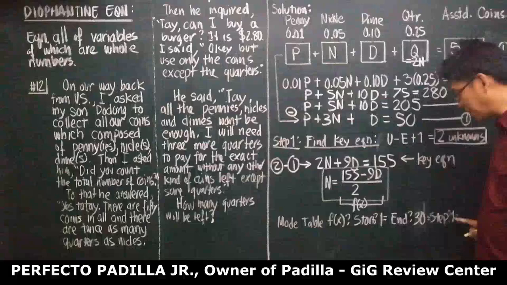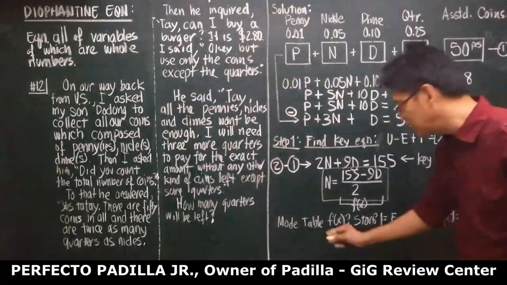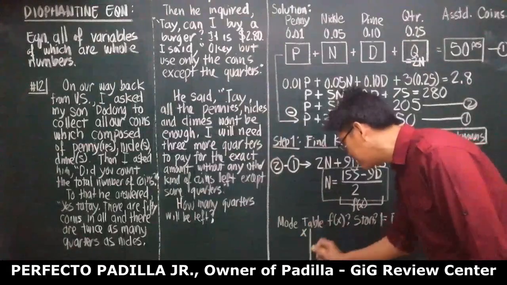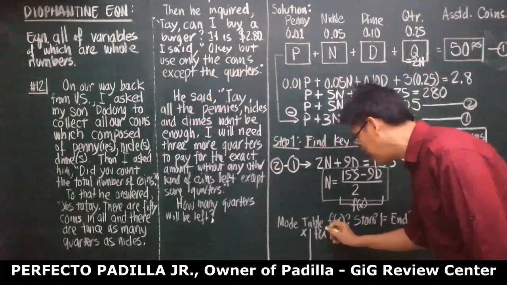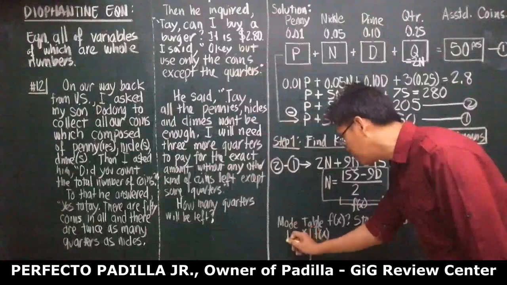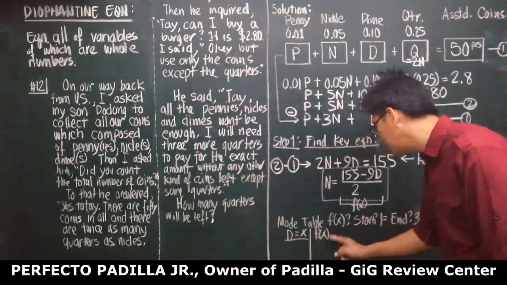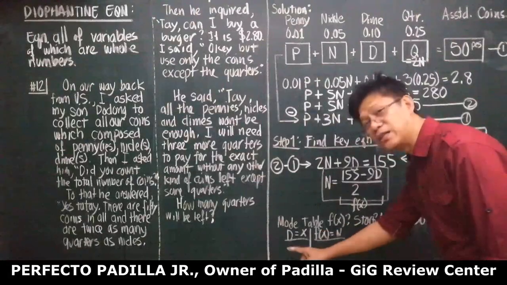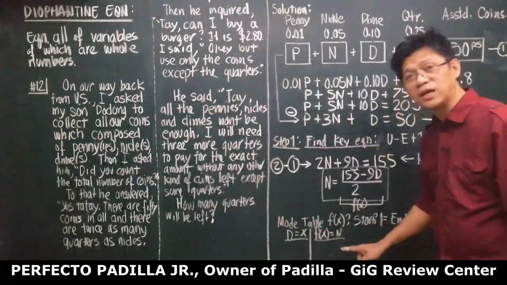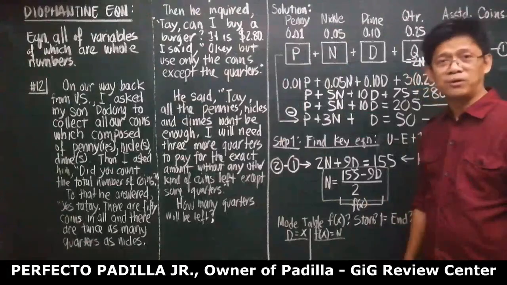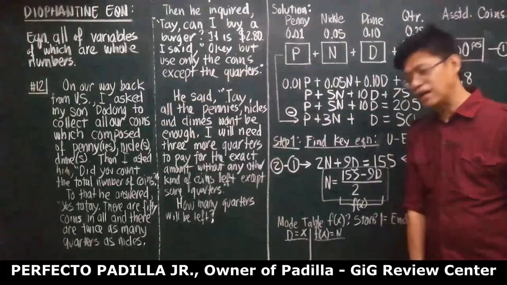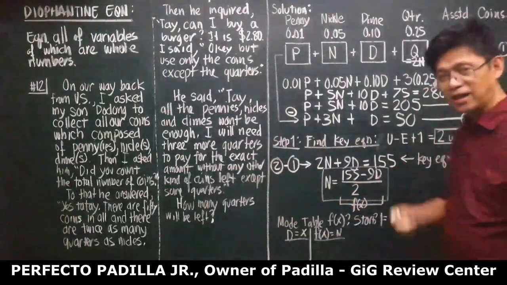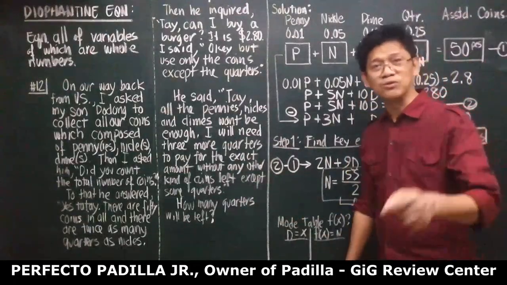Press equals. Pag press mo ng equals, your calculator will list down values of x and values ng f of x. Your x is your d, your function of x is your n. Remember, naghahanap tayo ng d na ang value ng n, whole number. So, sige, kunin lahat ng calculator, pakigawa itong step na to. Ha? Sige, I'm giving you 1 minute to do that.